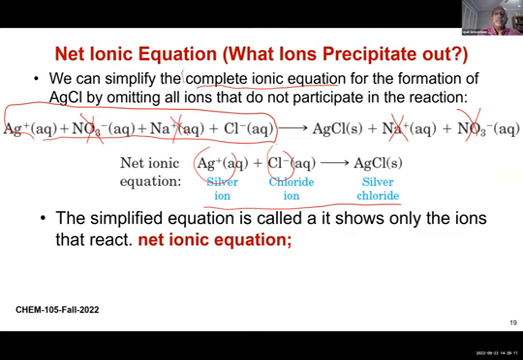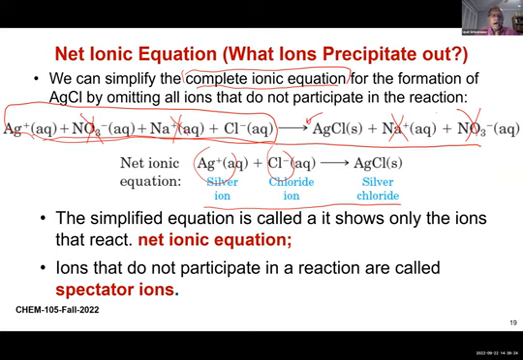So removing spectator ions from the complete ionic equation, this total equation here, you get the net ionic equation. Ions that do not participate in a chemical reaction are called spectator ions.